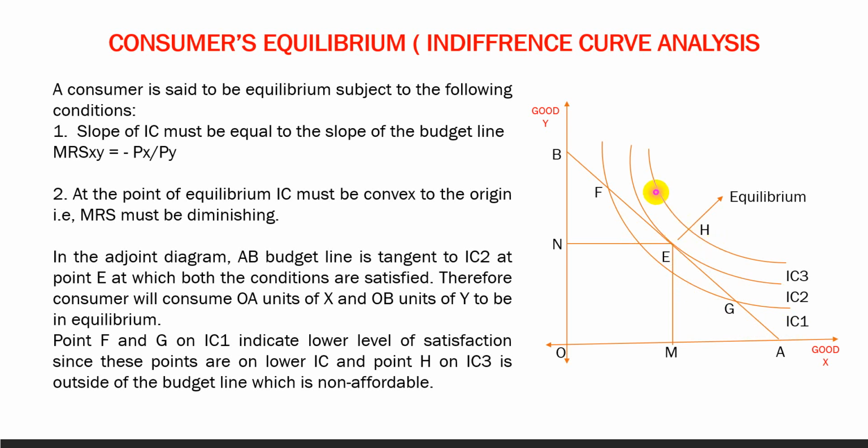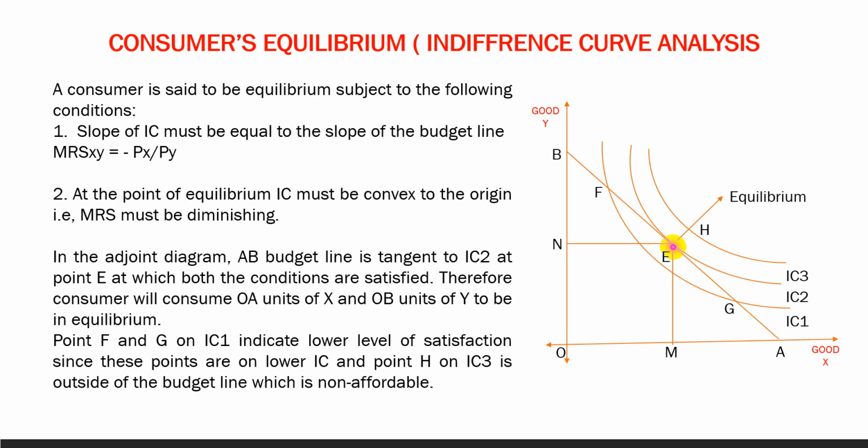Now, if we see IC3, let us take any point H here. A higher IC gives a higher amount of satisfaction. So H will give more satisfaction compared to E of IC2. So the consumer will prefer H, but this IC3 is outside of the budget line, meaning the budget will not permit any combination on IC3. So therefore, in this diagram, the consumer's satisfaction is maximized at point E.